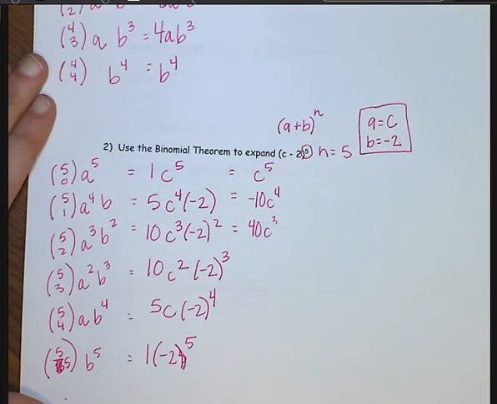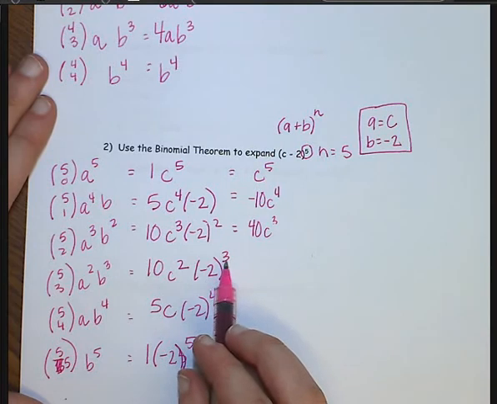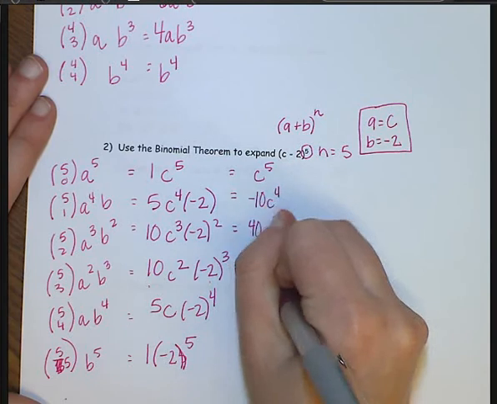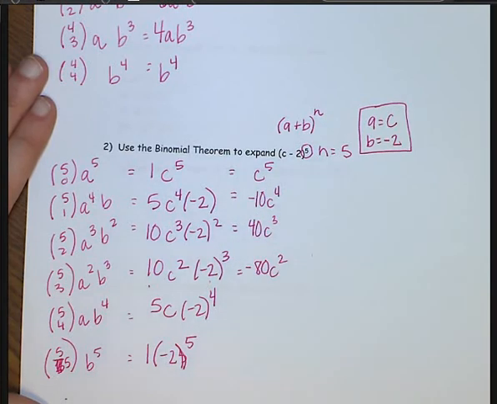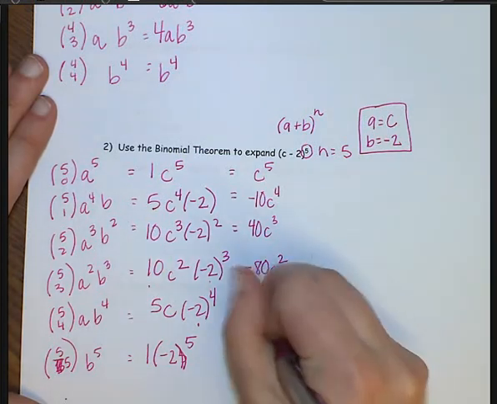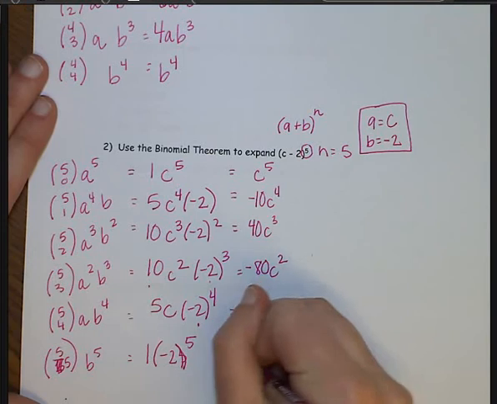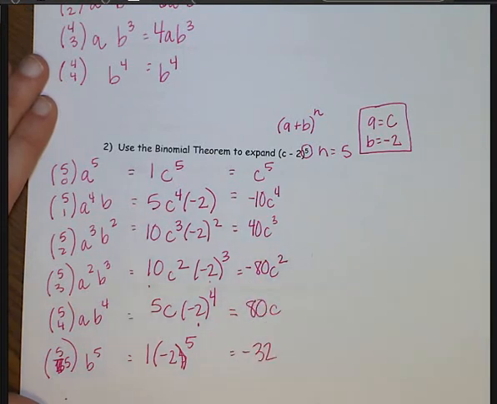My next term, I have negative 2 to the 3rd, which gives me negative 8 times 10 equals negative 80 c squared. Next, I have negative 2 to the 4th, which gives me 16 times 5. So I'm going to have a positive 80c. And last, I have negative 2 to the 5th power, which is negative 32. Oh, I forgot my c. There we go. Okay, so notice my exponents are still going down.